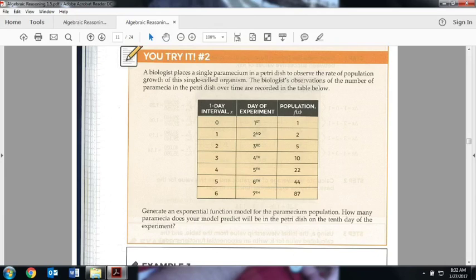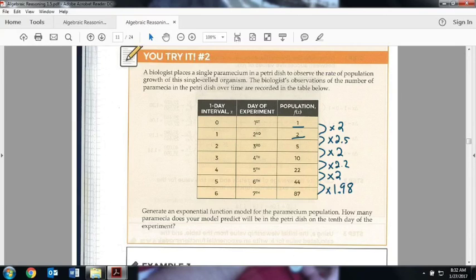Okay, so first things first, we've got to get our ratios. 2 divided by 1 is 2, so that's times 2. 5 divided by 2 is 2.5. 10 divided by 5 is 2. 22 divided by 10 is 2.2. 44 divided by 22 is also 2. 87 divided by 44 is 1.977, so we'll do times 1.98. We'll give it 2 decimal places.